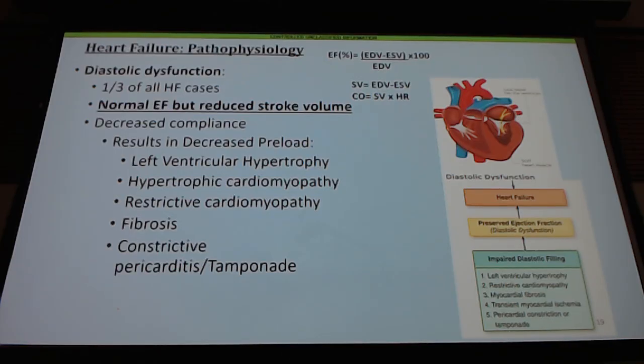And when we look at the math of this, let's say in our failed heart, our end diastolic volume, because we are not going to fill that ventricle normally, let's say that that's 4.